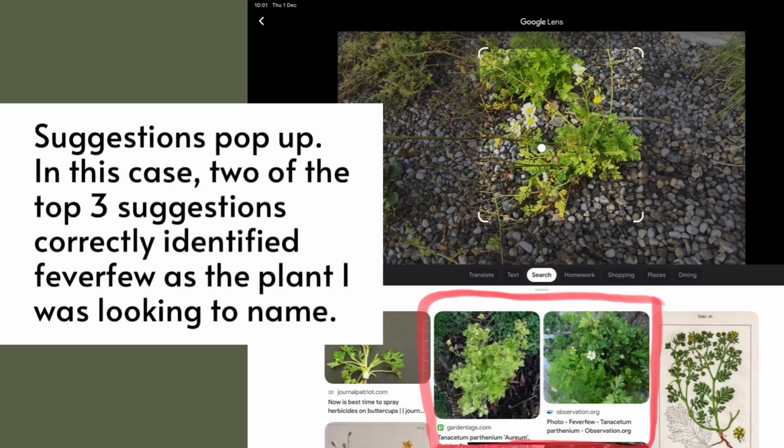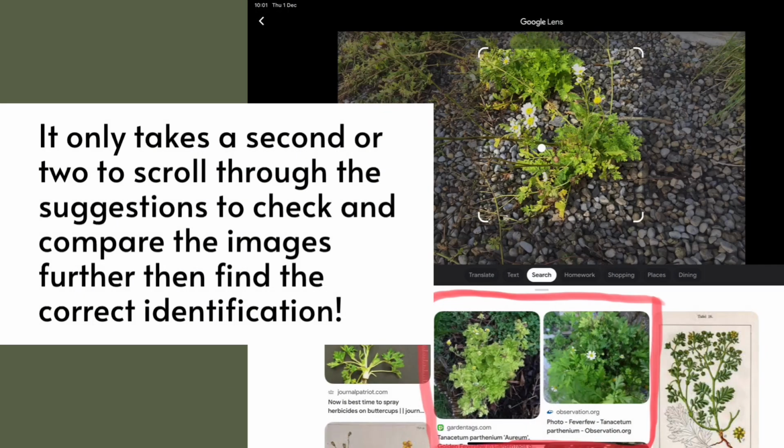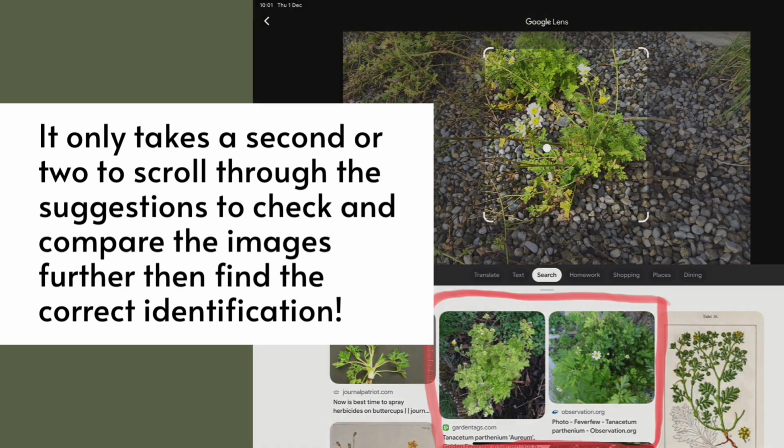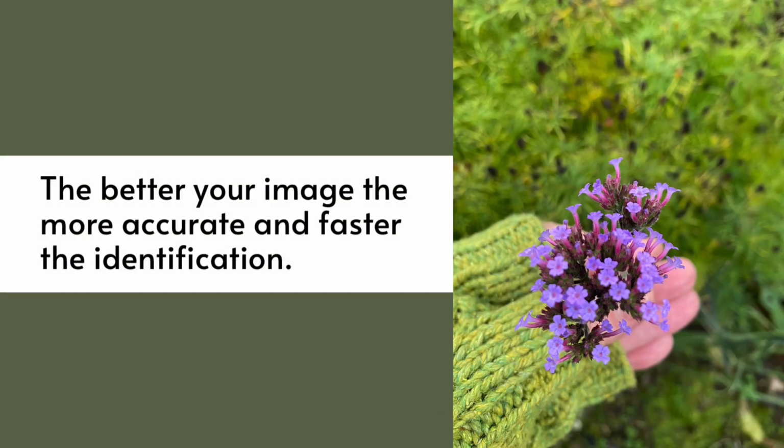Almost instantly, suggestions pop up. And in this case, two of the top three suggestions correctly identified feverfew as the plant I was taking the photo of. You can then scroll down through the suggestions and just compare and check the images to make sure you have identified it correctly. The better your image, the more accurate and faster the identification will be.